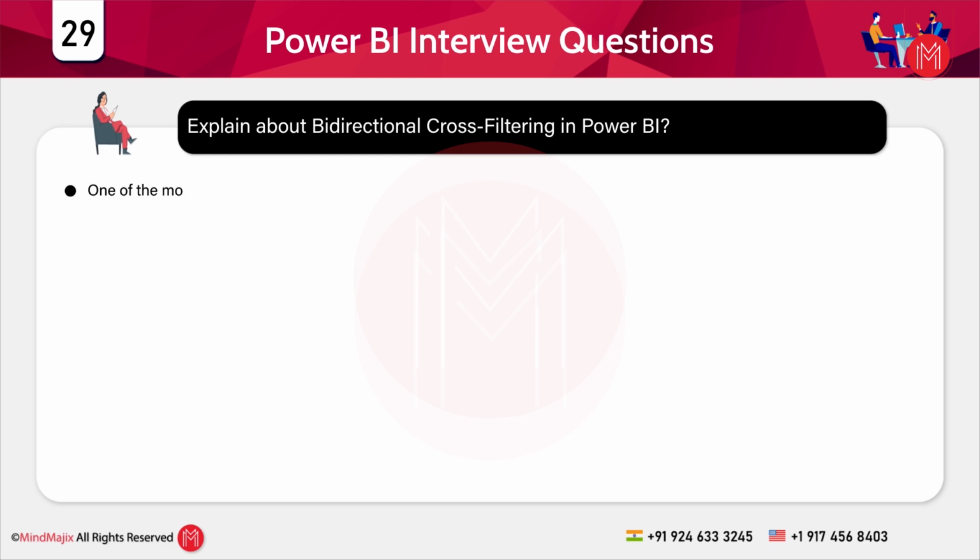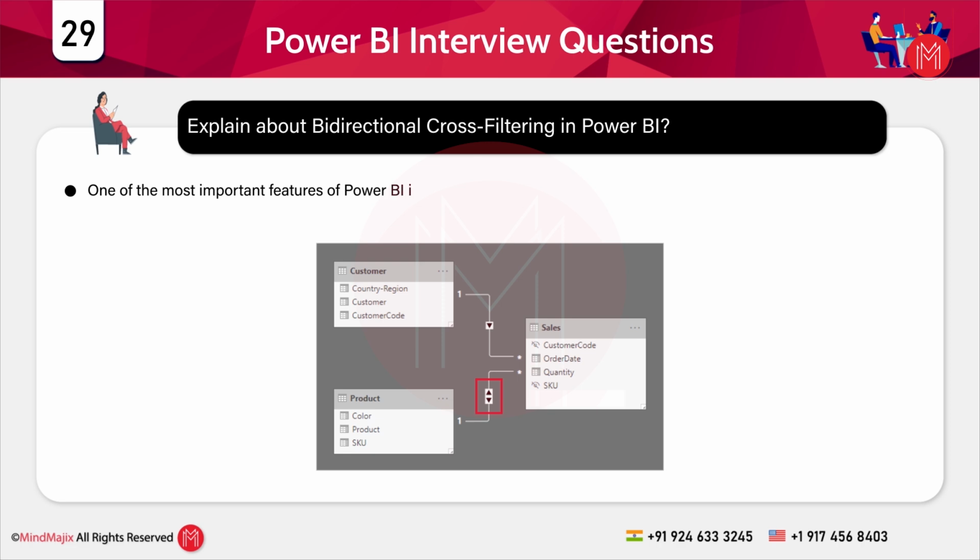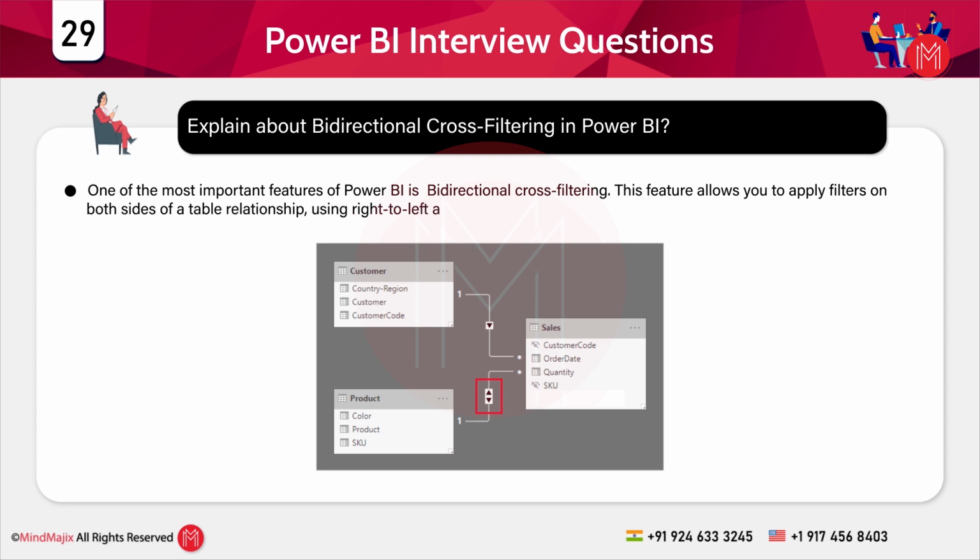The next question is, explain bidirectional cross filtering in Power BI. One of the most important features of Power BI is bidirectional cross filtering. This feature allows you to apply filters on both sides of the table relationship using right to left and left to right options for particular calculations. Through this, modelers can know how exactly particular relationships can work in multiple contexts.